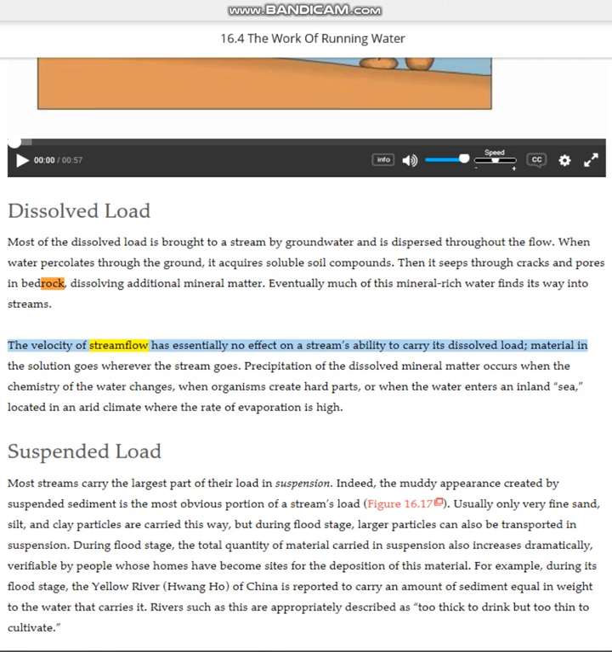The velocity of stream flow has essentially no effect on a stream's ability to carry its dissolved load. Material in the solution goes wherever the stream goes. Precipitation of the dissolved mineral matter occurs when the chemistry of the water changes, when organisms create hard parts, or when the water enters an inland sea, located in an arid climate where the rate of evaporation is high.